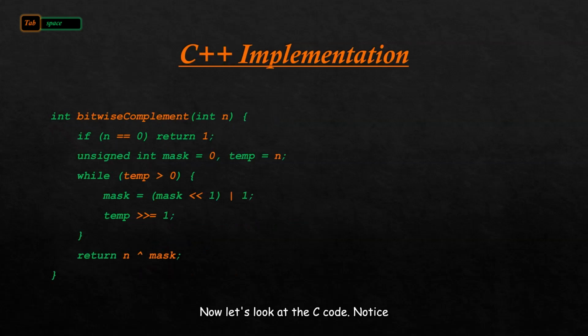Now let's look at the C++ code. Notice we use unsigned int for the mask. In C++, shifting bits into the sign bit of a signed integer can cause undefined behavior or crashes. By using unsigned, we ensure a smooth logical shift. This code is big O of log n, which in plain English means it's incredibly fast. Even for a number as large as a billion, this loop only runs about 30 times. It is the definition of high performance code.